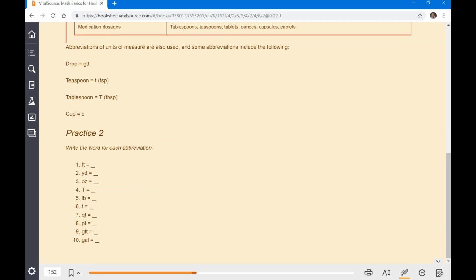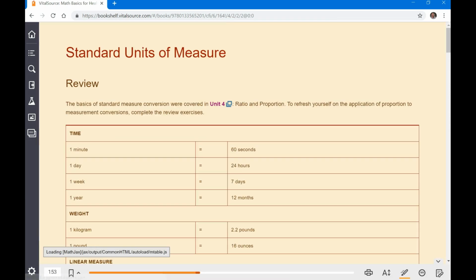So it says here, write the word sentence. I don't care about that. No math here.